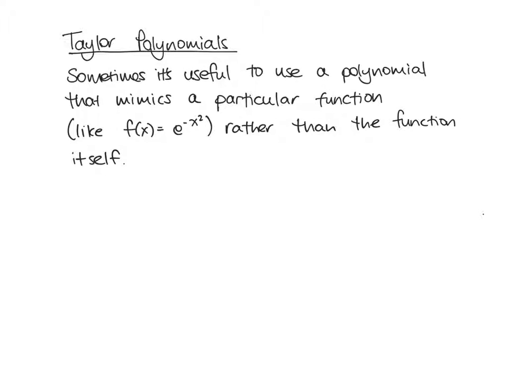This video is an overview of Taylor polynomials. So what are these things? Well, sometimes it's useful to have a polynomial that mimics a particular function rather than using the function itself. For example, we can approximate sine of x quite well by just using the straight line y equals x if x is close to 0 and we're measuring in radians.